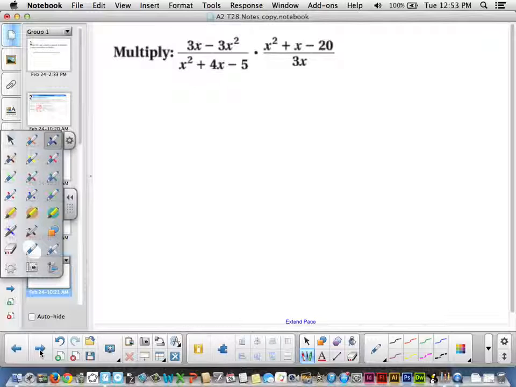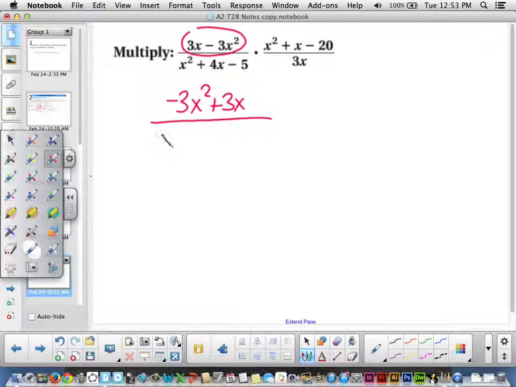All right, on this one, let's rewrite this numerator here. I always like to write it in standard form, so I'm going to rewrite it so that the powers are in decreasing order. That gives me negative 3x squared plus 3x. My denominator, I'm just going to rewrite. And on the right side, everything's in standard form already, so we'll rewrite that.